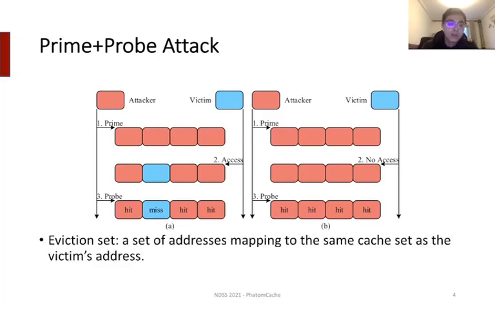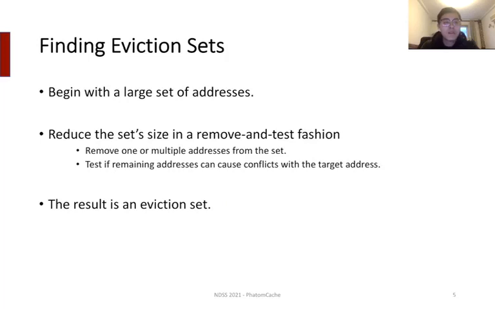So here we introduce the definition of an eviction set. An eviction set is a set of addresses mapping to the same cache set as the victim's address. In the figure above, the eviction set is the 4 addresses of the attacker. So finding eviction sets is a key step in cache-based attacks.